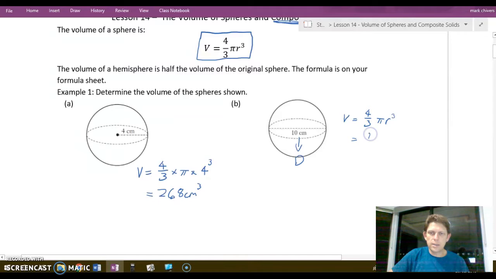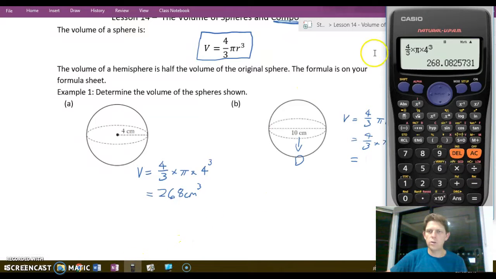Okay, so in this case, 4/3 times pi, and our radius in this case is going to be 5. Half of what's given there is the diameter, and we've got to cube it. Okay, so let's plug that in the calculator. 4/3 times pi times 5 cubed.